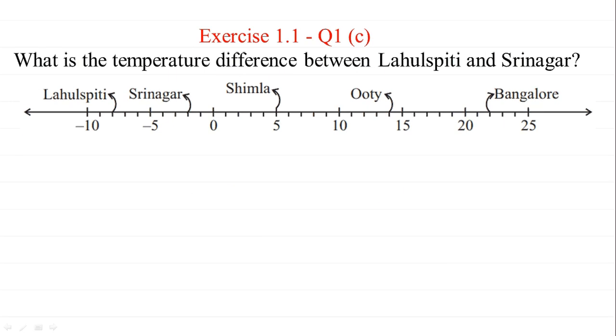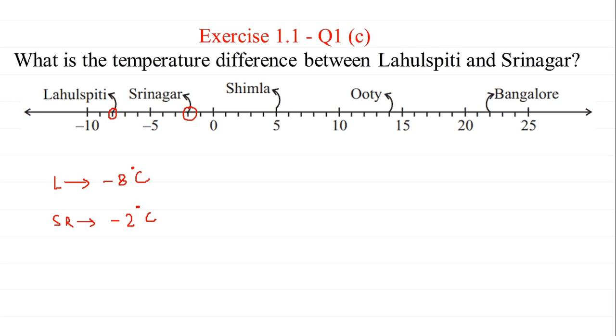The third part is, what is the temperature difference between Lahul Spiti and Srinagar. So for this, firstly we need to write the temperature of these two places. This is Lahul Spiti, and the temperature of this place is minus 8 degrees Celsius. Now move on to Srinagar. The temperature of Srinagar is minus 2 degree Celsius.